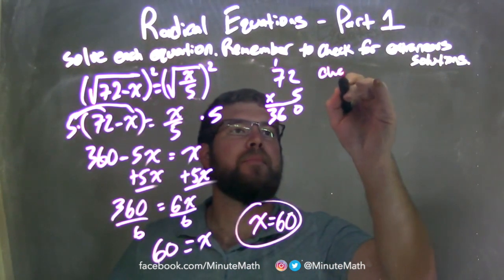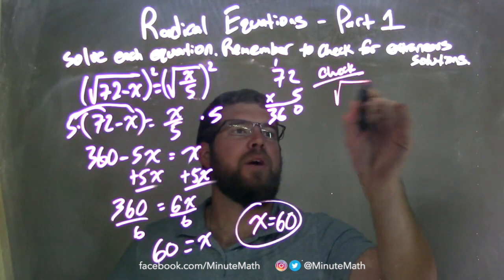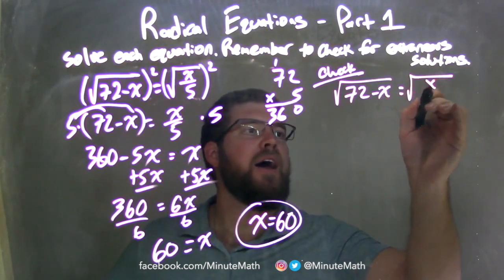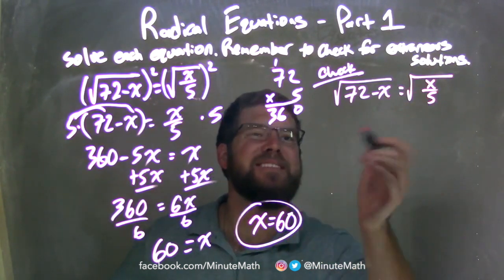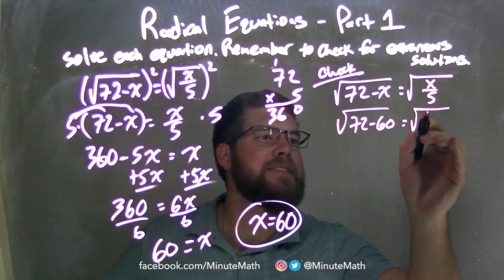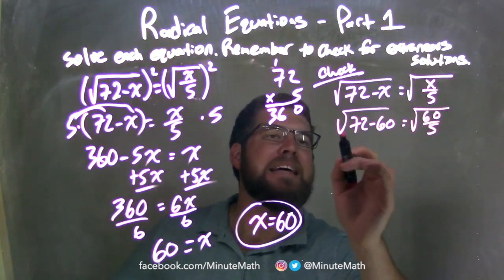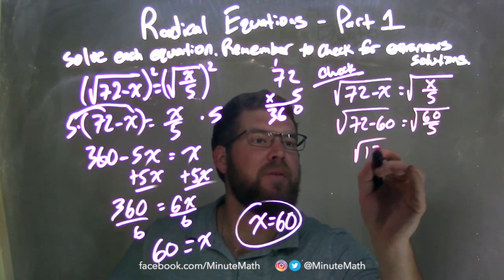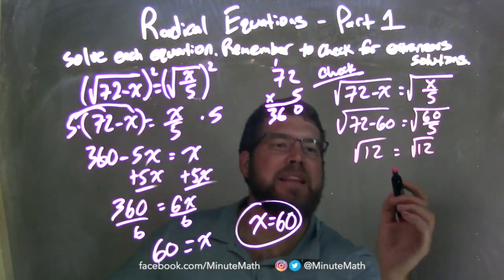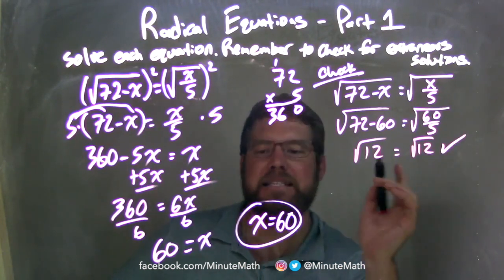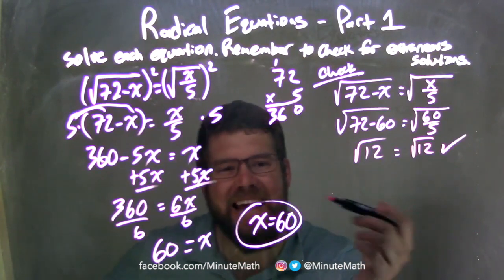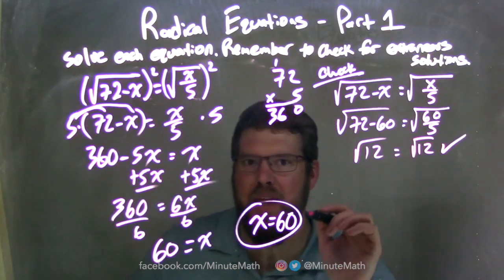So let's check. We have the square root of 72 minus x equals the square root of x over 5. Plug 60 in for x. 72 minus 60 equals 60 over 5. 72 minus 60 is 12, square root of 12 there. And 60 divided by 5 is also 12, leaving me with the square root of 12 equaling the square root of 12. Fantastic. That's the correct answer. And so we have no extraneous solutions, and x equals 60 is my final answer.